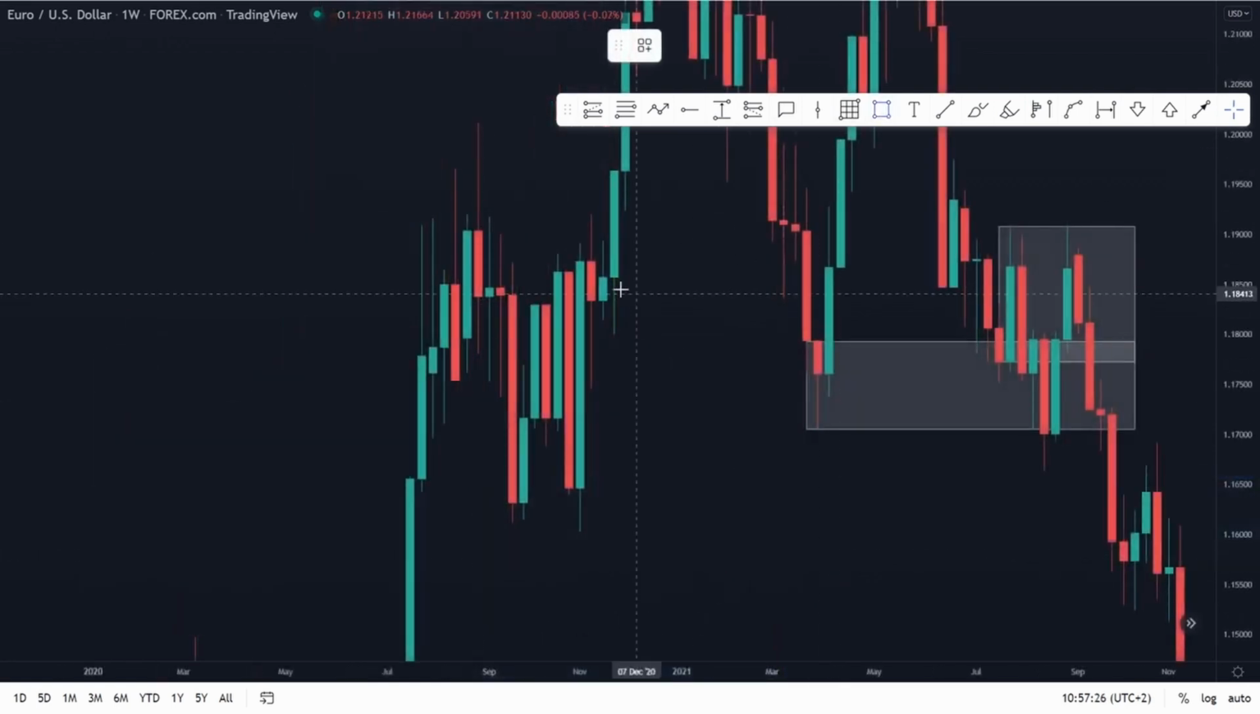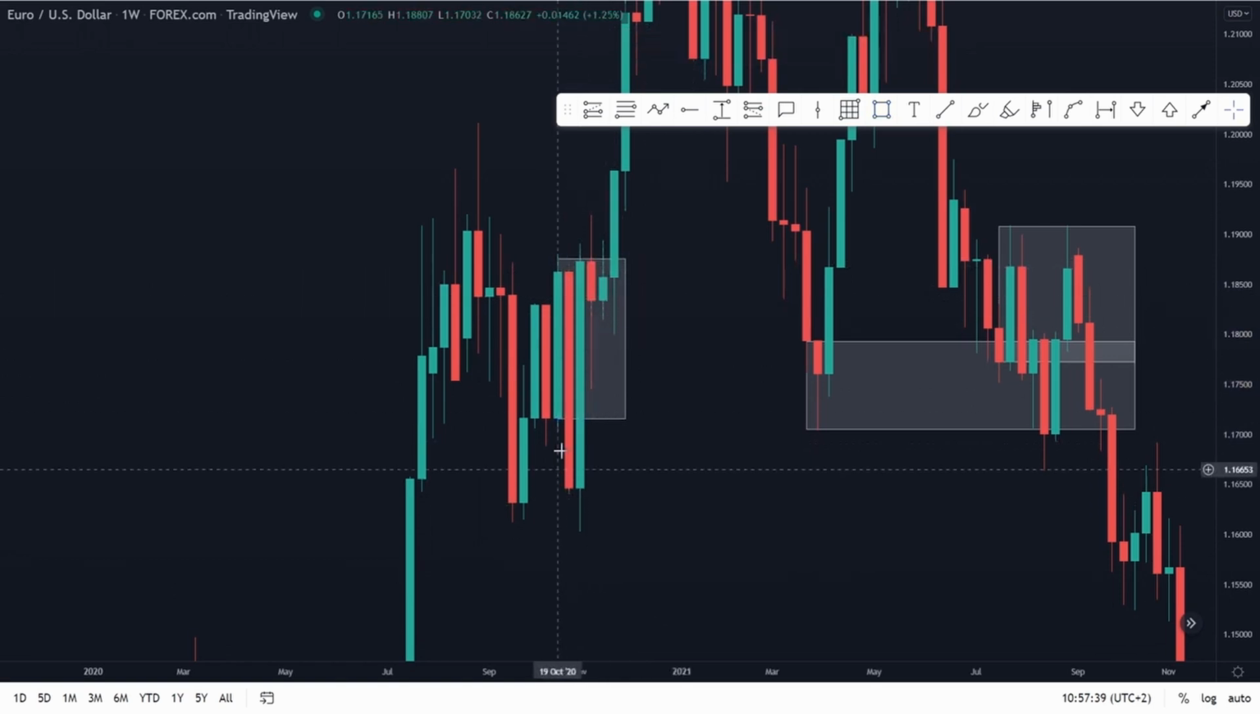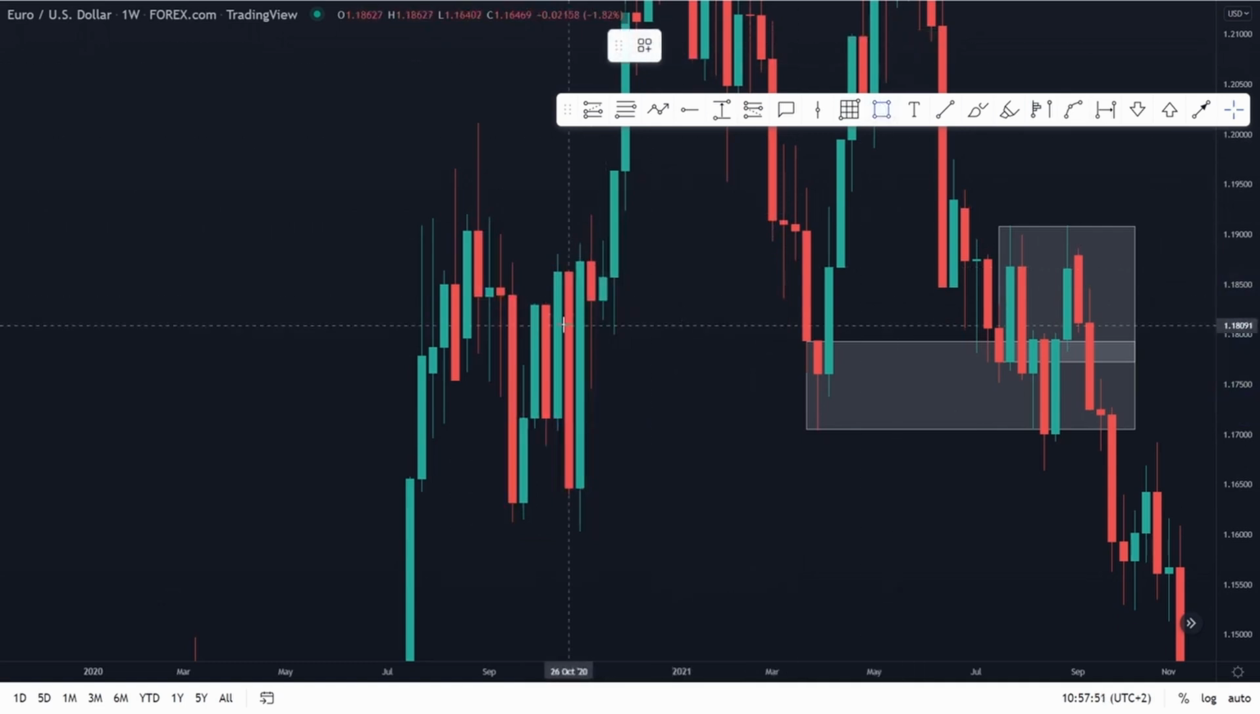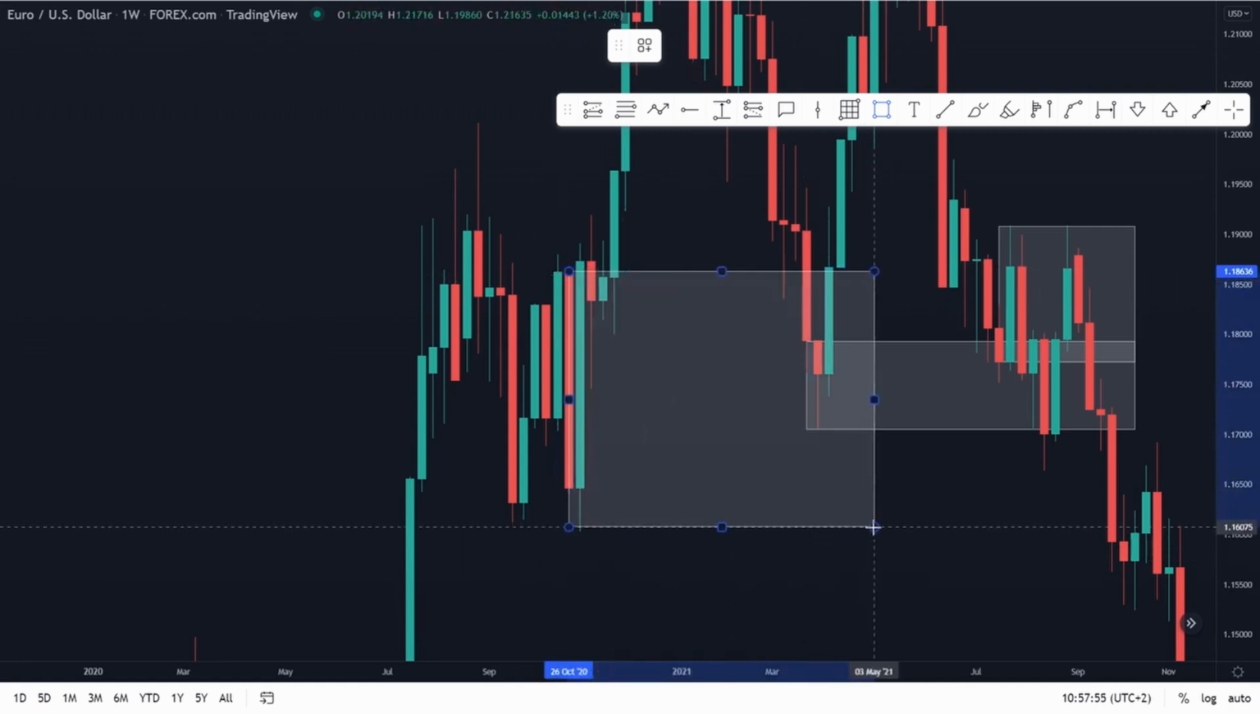But this one over here, we can see that we have our bearish candle over here. Immediately we can see that we have our supply zone over here, but it was invalidated immediately. So we remove this and then we do something like this.